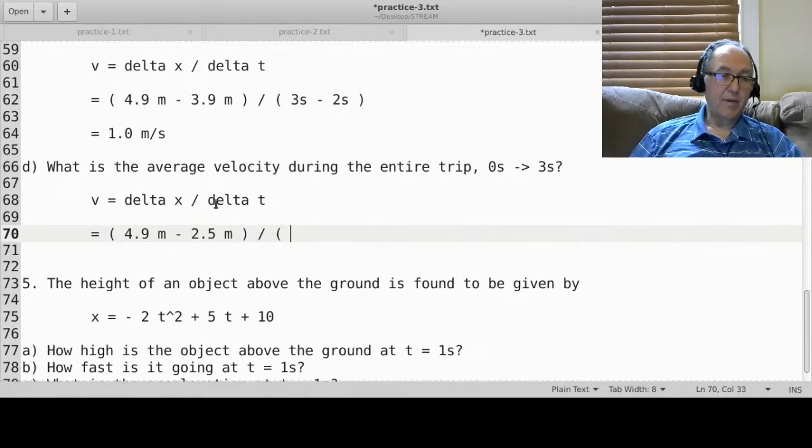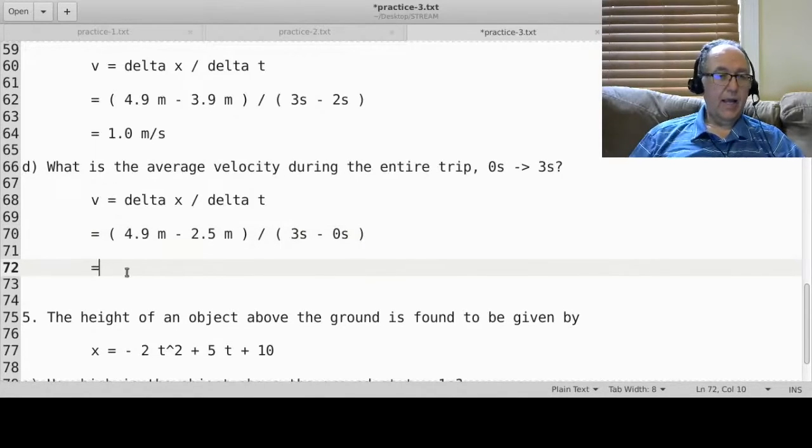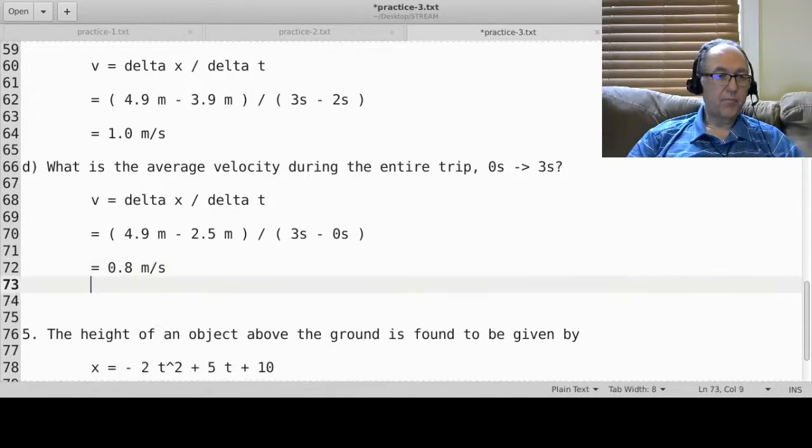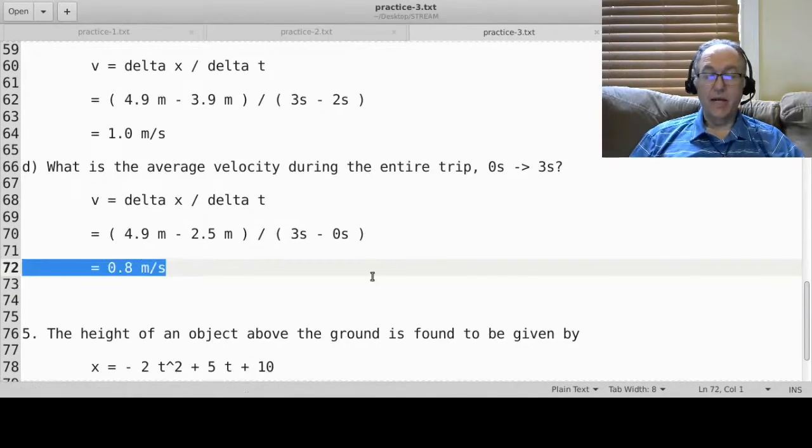divided by the entire time interval, which is now going to be 3 seconds minus your initial 0 seconds. Okay, and if you work this out, it turns out to be 0.8 meters per second. So there's the average velocity during the entire trip.